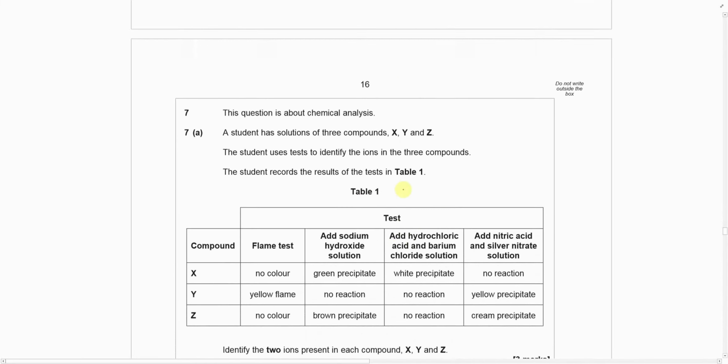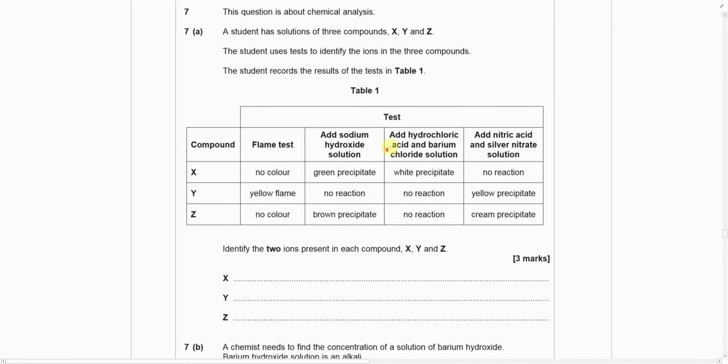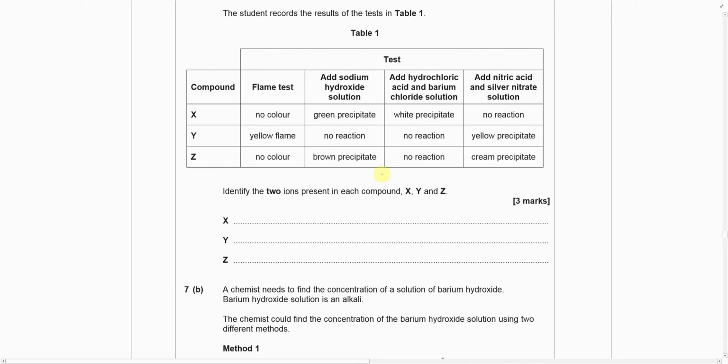This question is about chemical analysis. The student has solutions of 3 compounds X, Y and Z. The student uses tests to identify the ions in the 3 compounds and records the results of the tests in table 1. Okay, easy peasy, if you learn and remember them. So it's a 3-mark question, effectively looking for 6 things, isn't it? Identify the 2 ions present in each compound. So we'll just do it methodically.